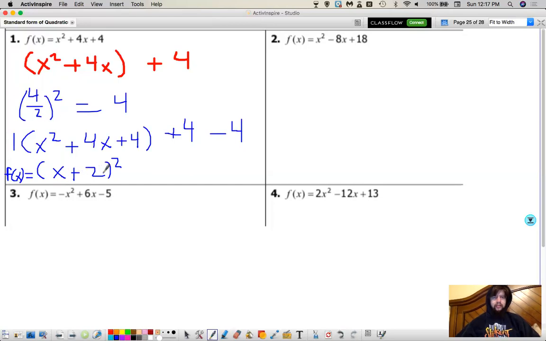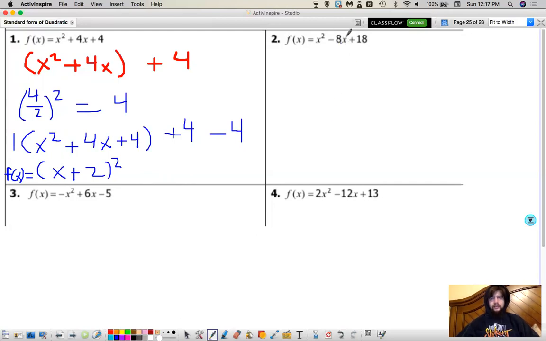So now we can see that our vertex is -2, 0. We can see that our a is still going to be 1, same thing our a was here. So we could plot our vertex and graph this parabola. Let's try the next one.